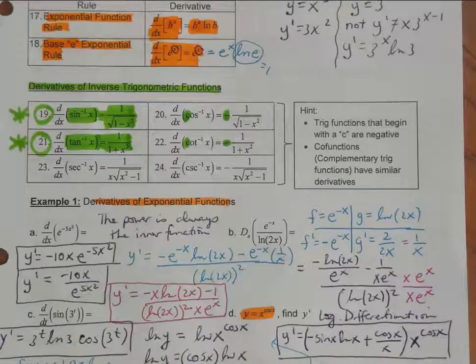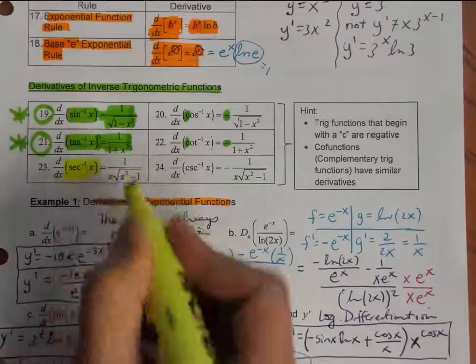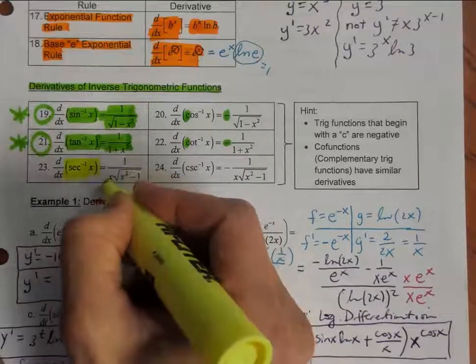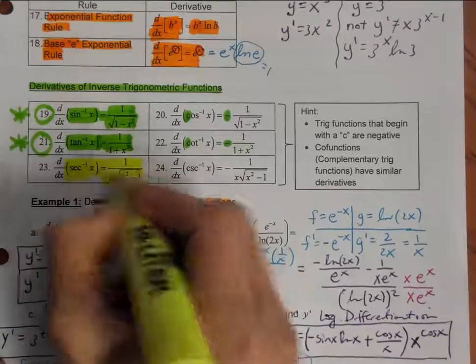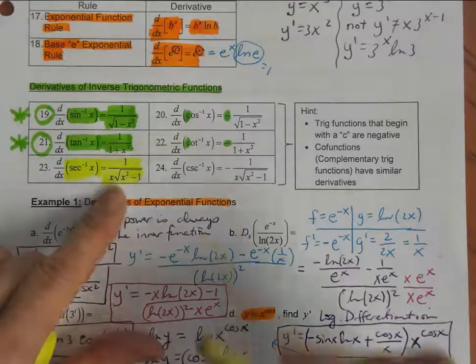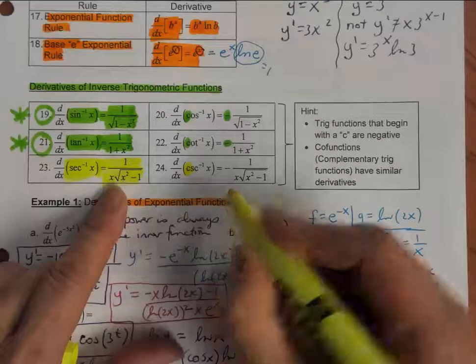Right? And then the other one is the inverse secant, which is this, and that has the derivative, which is 1 over x times the square root of x squared minus 1. That's that. And then the cosecant has the same pattern. It is exactly the negation of this.